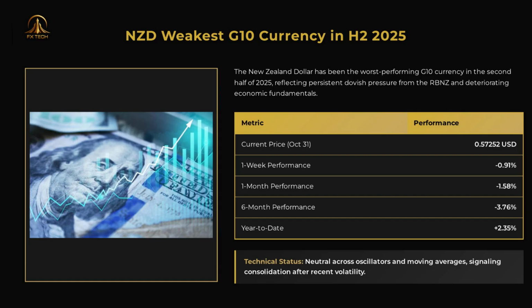Despite these losses, the year-to-date performance remains positive at 2.35%, suggesting that the weakness has accelerated in recent months. Technical indicators show a neutral stance across both oscillators and moving averages, signaling consolidation after recent volatility. This neutral technical setup, combined with deteriorating fundamentals, creates a challenging environment for NZD bulls.